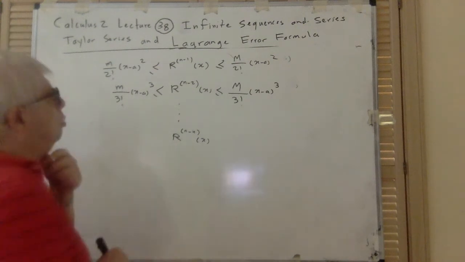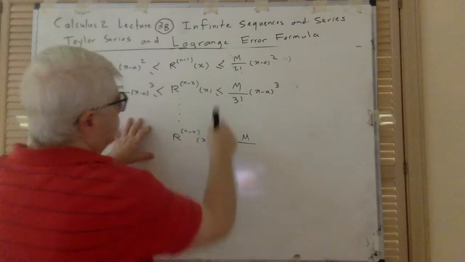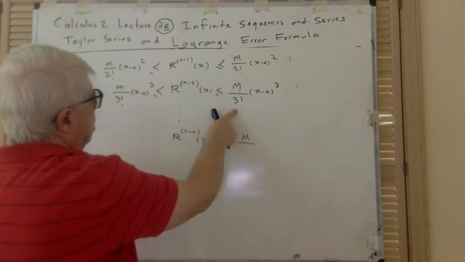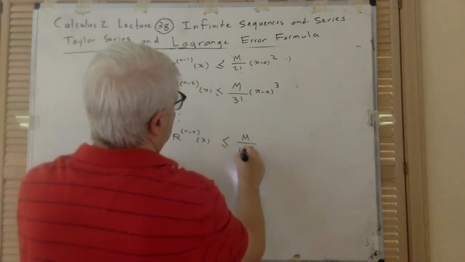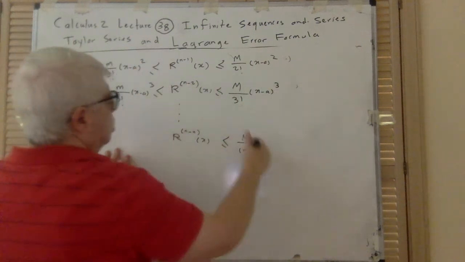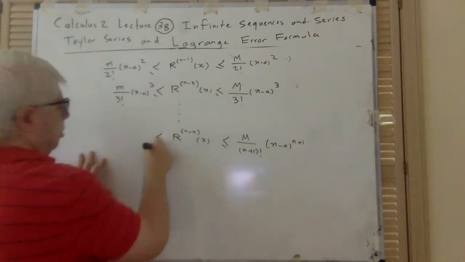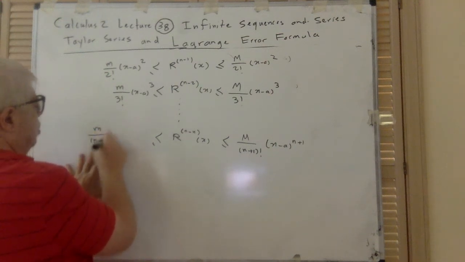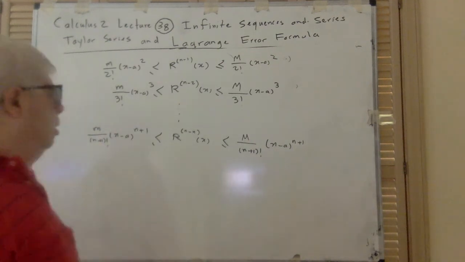So what is the trend here? What can you say? What do you see here? If this is a 2, you will get 3 factorial here, right? So if this is n, I should get what? n plus 1. And 2 gives me 3 here, so this should be x minus a to the power n plus 1, right? And on this side, similar thing, m over n plus 1 factorial x minus a to the power n plus 1. Okay?